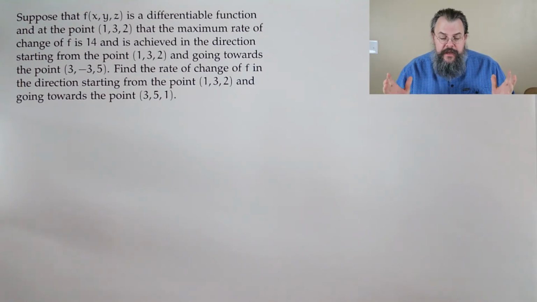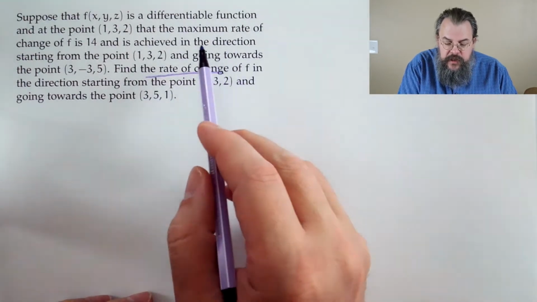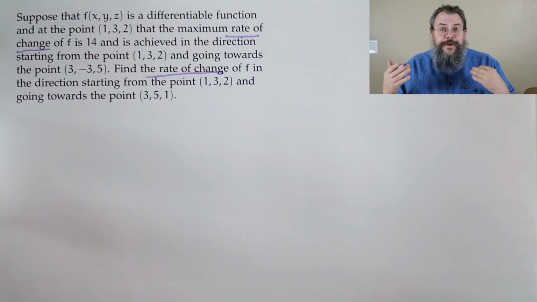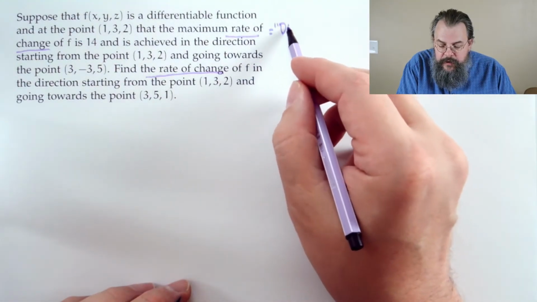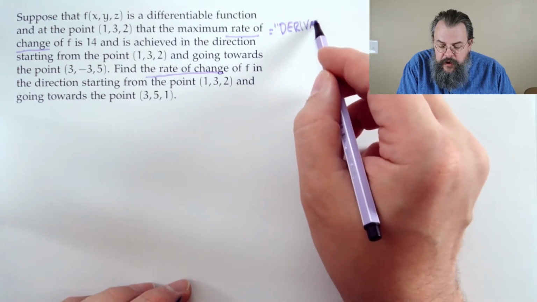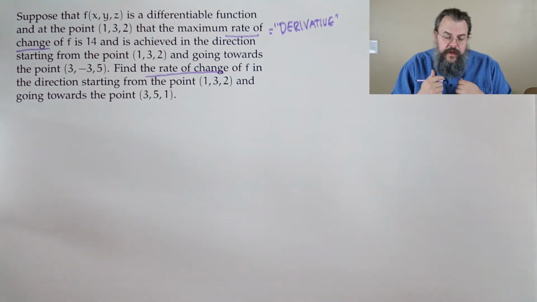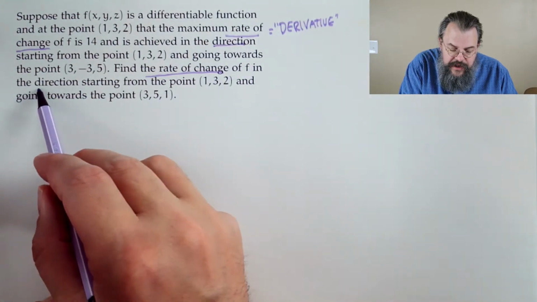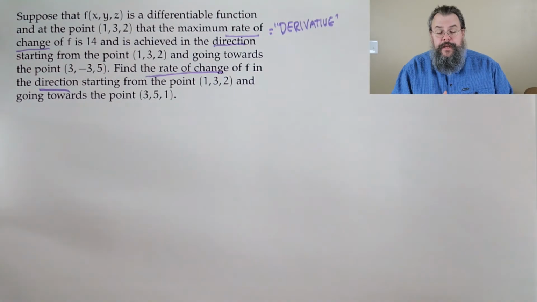First off, we see they're throwing around this phrase, rate of change. They actually use it a couple of times. Find the rate of change. We're told about the maximum rate of change. Now, when you see words like rate of change, they're just using a fancy way of saying derivative. So we know something about the derivative here. And we see the word direction. Okay, great. So there are directional derivatives coming into play.